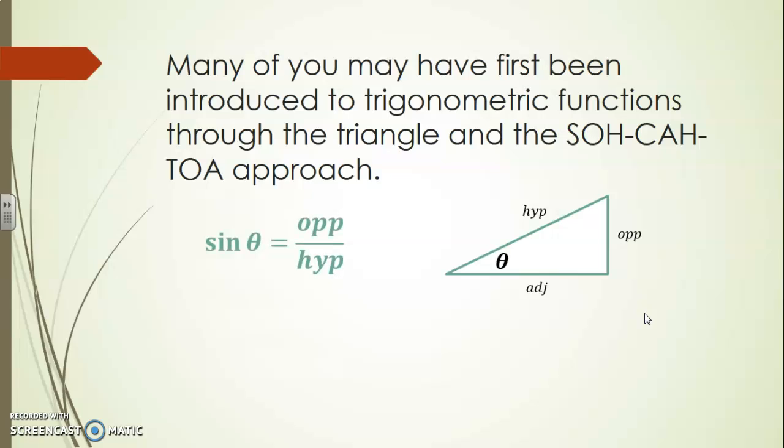The sine of theta is the ratio of the length of the opposite over the hypotenuse. So that's where the SO comes from. Notice how sine, opposite, hypotenuse. That's the SO part. And then we've got the CAH part. Cos of theta is the ratio of the adjacent side over the hypotenuse. And then we've got the TOA. Tan of theta is the ratio of the opposite side over the length of the adjacent side.